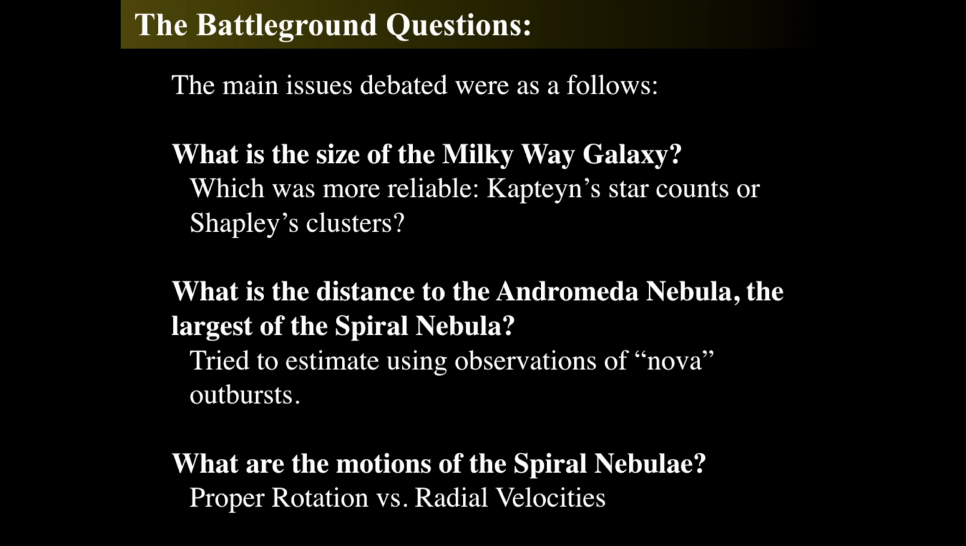And so we look at this thing and we say, well, how far away is it? And there was a nova that was discovered, and that nova had some regular outbursts. And they thought, well, okay, let's see if we can calibrate and find the distance to that. And finally, what is the motion of the spiral nebulae themselves? Is there a rotation, are they actually rotating? And what are their radial velocities? And which is the more important?